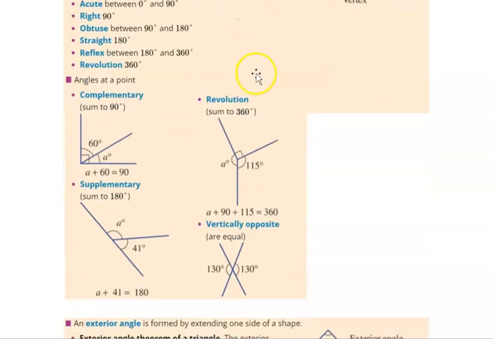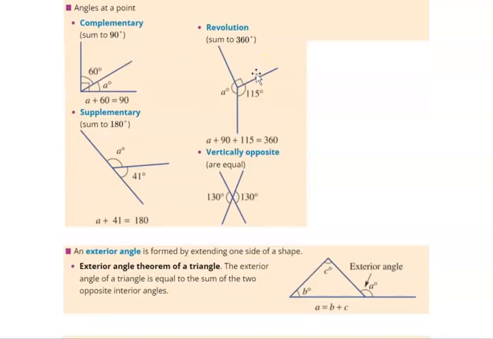So we can have adjacent angles, like these ones. Two adjacent angles are complementary if they add up to 90 degrees. And two adjacent angles are supplementary if they add up to 180 degrees or are on a straight line. The full way around a revolution of a point is 360 degrees. So these angles, remember that square there being 90, will add up to 360.